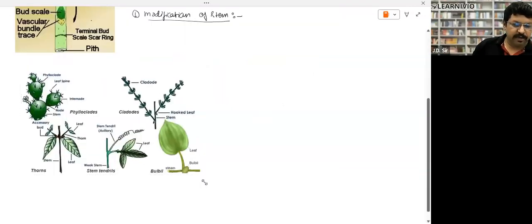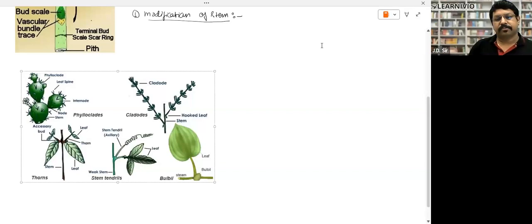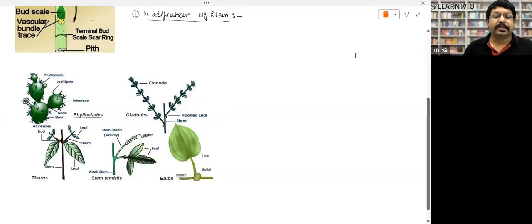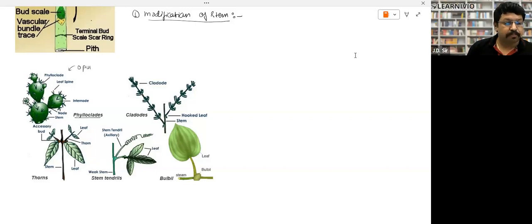Look, first I will explain one by one, and then I will start writing down. Look, this is called phylloclad. All of you must have seen the cactus. The cactus visible in this diagram is Opuntia, the most widely spread cactus found in the desert. In Opuntia, this green structure is known as the phylloclad. Basically, this phylloclad is a type of stem.